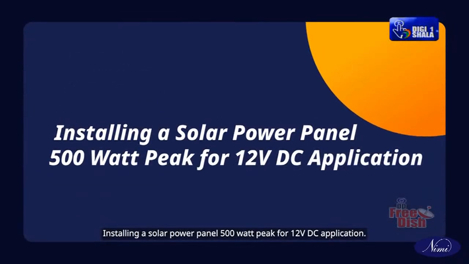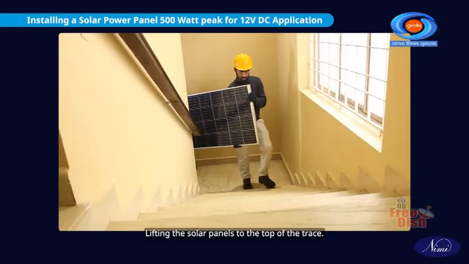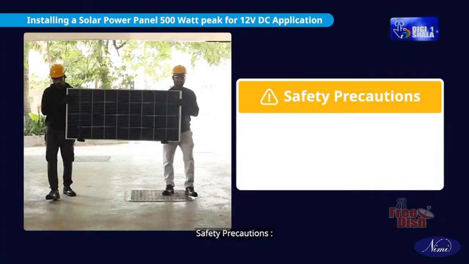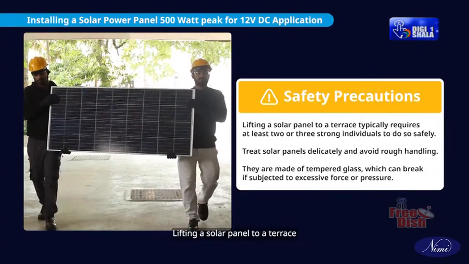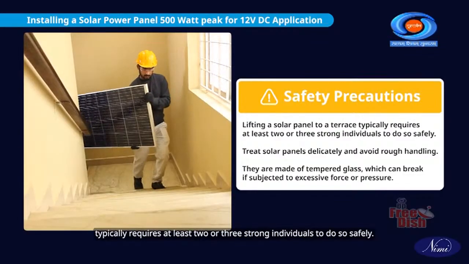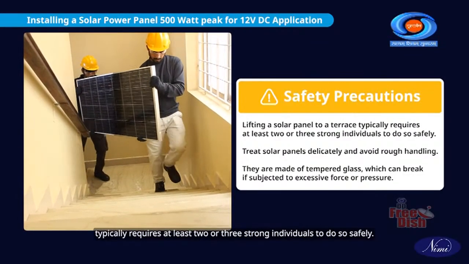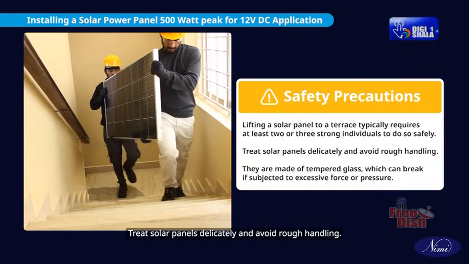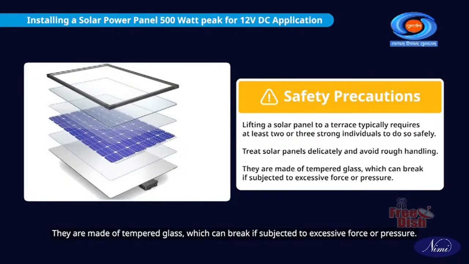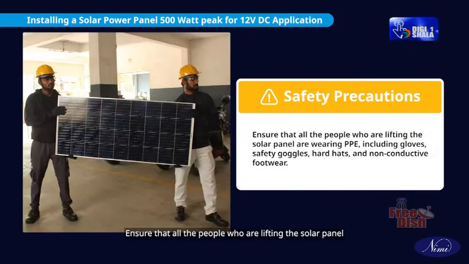Installing a solar power panel 500 WP for 12 volt DC application. Lifting the solar panels to the top of the terrace. Safety precautions. Lifting a solar panel to a terrace typically requires at least 2 or 3 strong individuals to do so safely. Treat solar panels delicately and avoid rough handling. They are made of tempered glass which can break if subjected to excessive force or pressure.